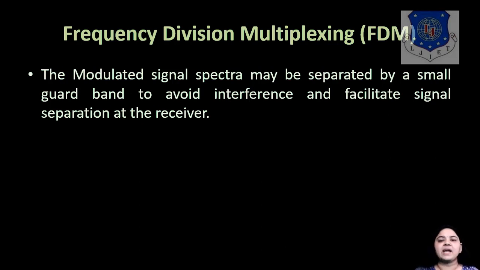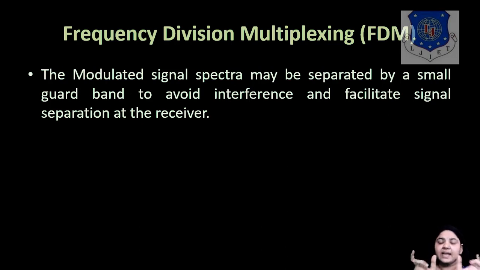The modulated spectra may be separated by a small guard band. As we know, if two signals are very near to each other, then the interference of one frequency can affect the other frequency. So what we can do is provide some guard band between the two frequencies, so that part of the F1 signal would not affect the F2 signal, or the component of F2 would not affect F1.